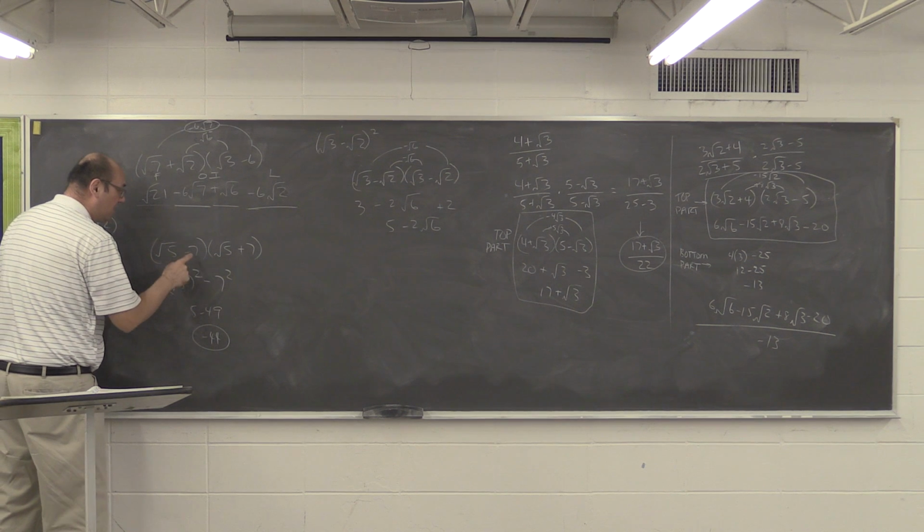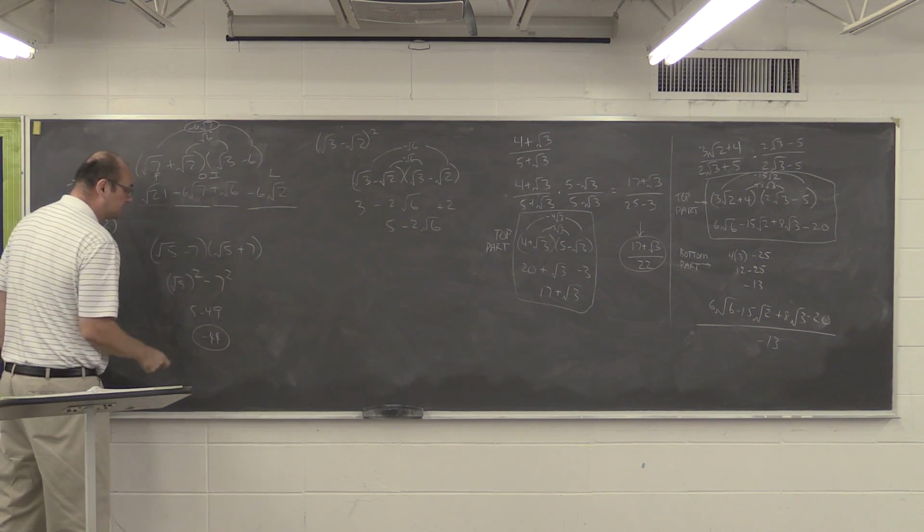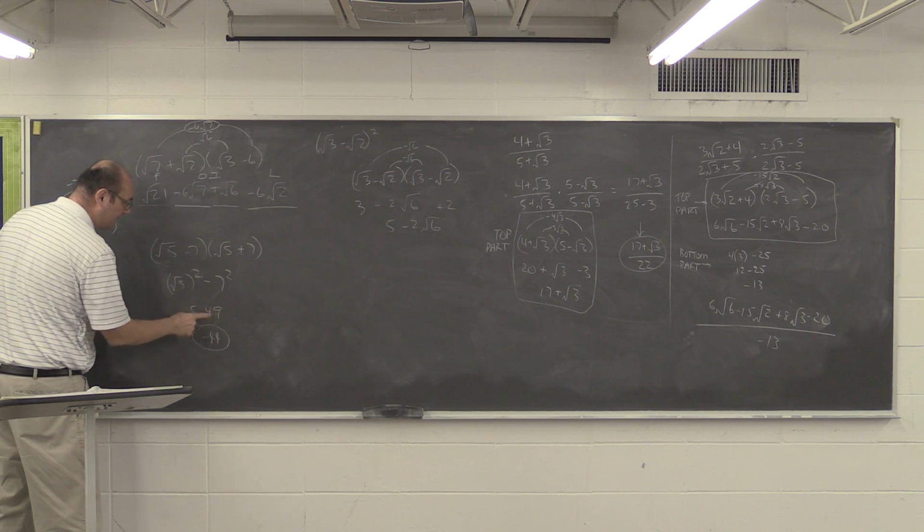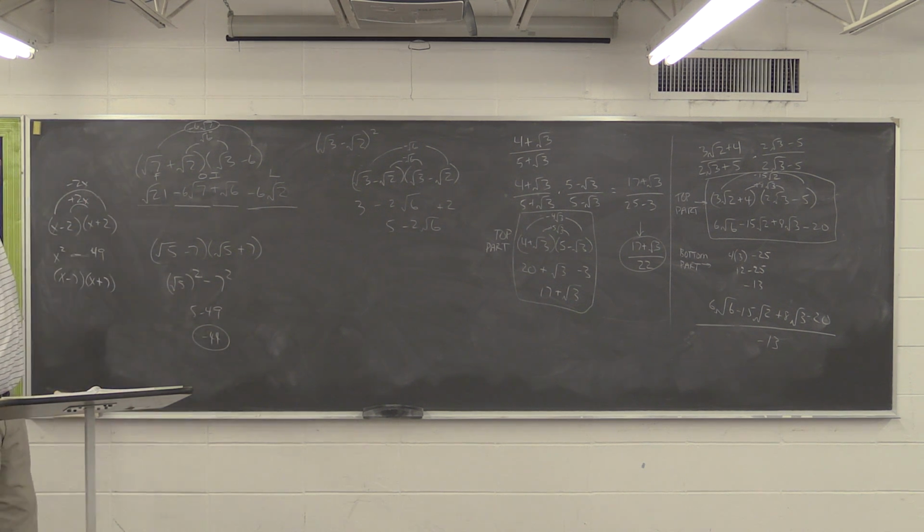So we have 5. What is negative 7 times a positive 7? Well, we have 7 squared, that's a negative 49. 5 minus 49 is a negative 44. Different signs, subtract, keep the sign of the larger.